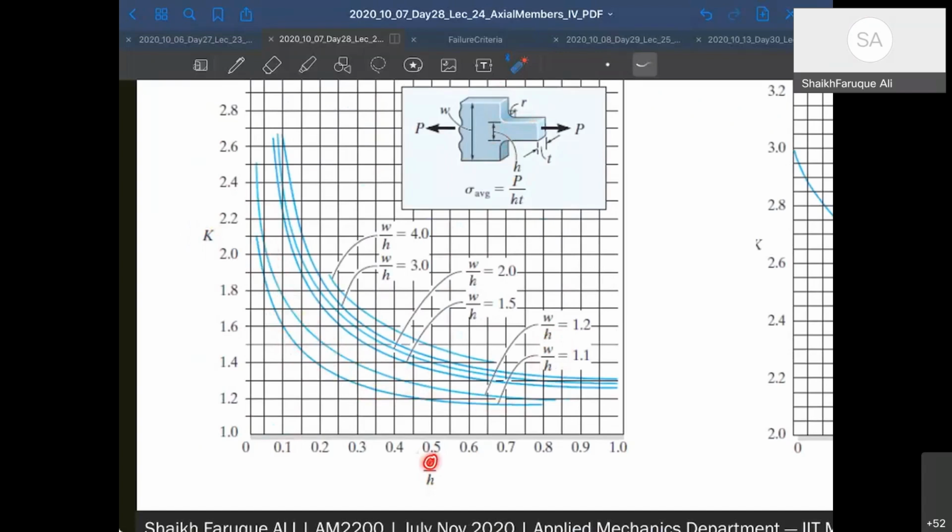curvature. So you need to, as an engineer, provide a little bit of curvature here so that your stress concentration factor comes down. When your stress concentration factor comes down, your sigma max by sigma average comes down, right? So your sigma max will not be very far away from your sigma average. Okay, and any value which is lower than 1 is okay.